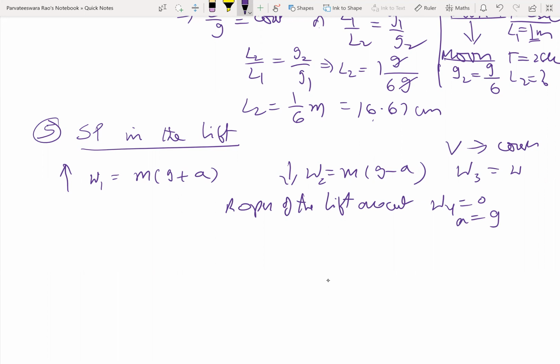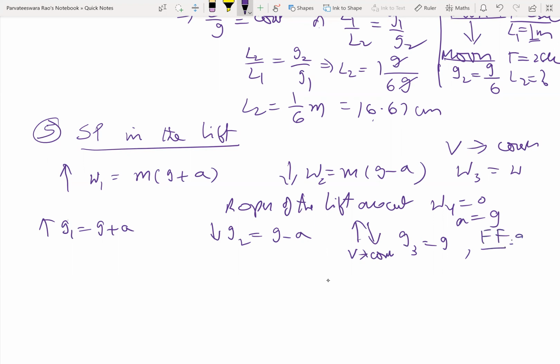So here g1 will be g plus a when it is going up. When it is moving down, g2 will be g minus a. When it is moving up or down with constant velocity, g3 will be equal to g. Freely falling, g4 will be 0.